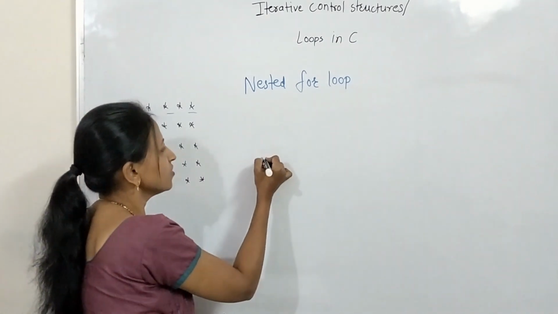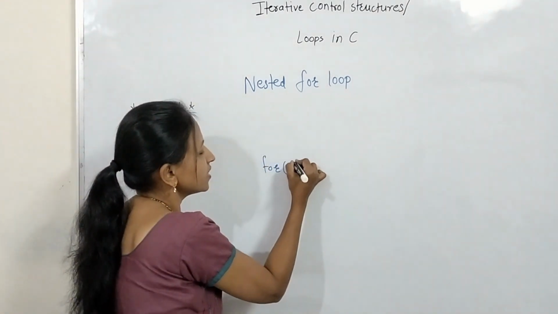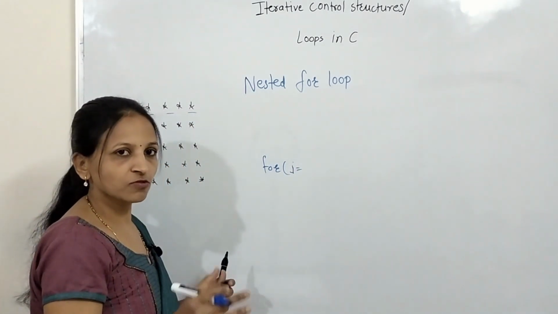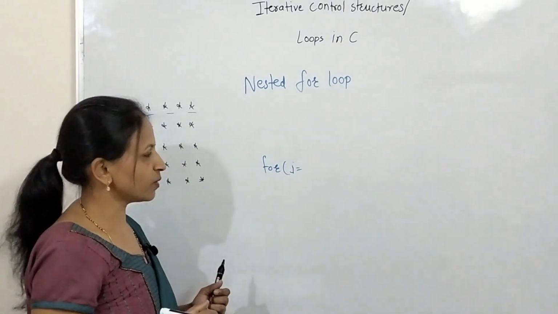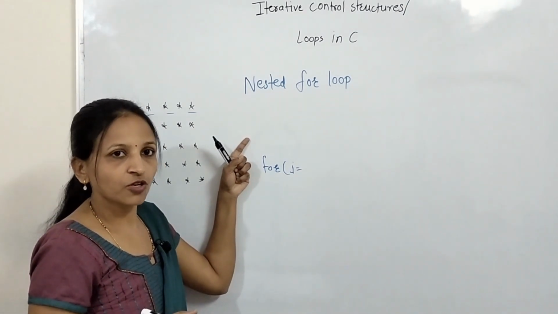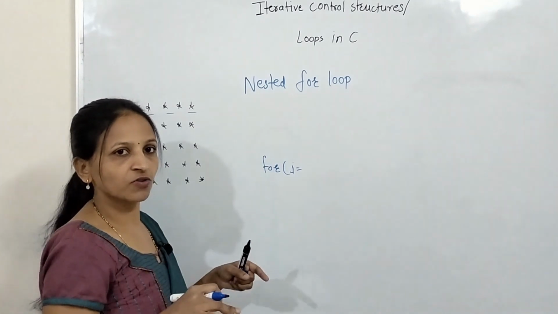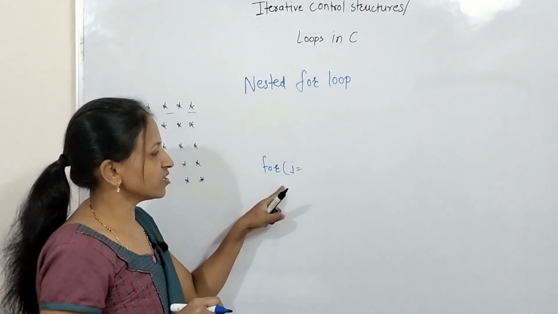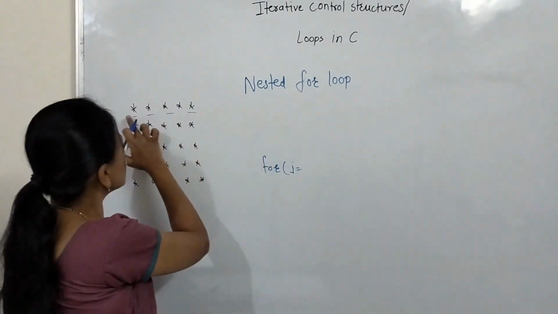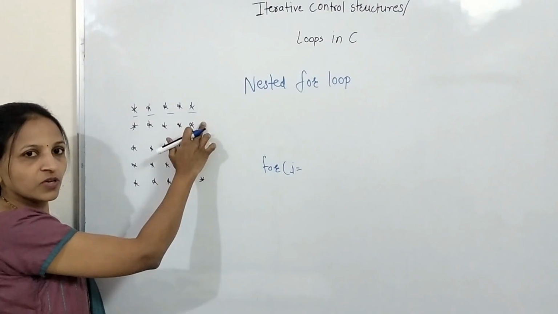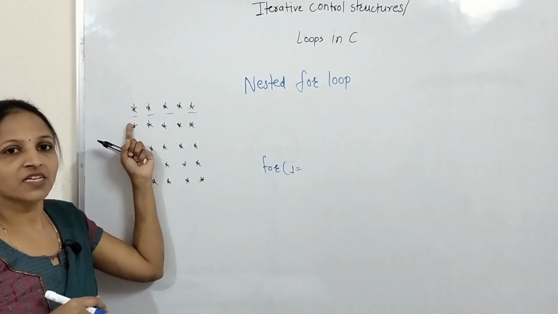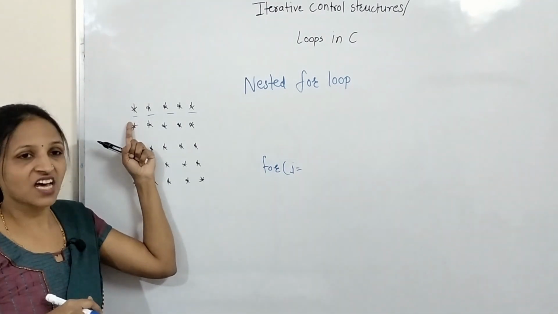Like here, for I equals to, I will take here the j variable. You can use i or j interchangeably, no problem, because I am going to use one outer loop, and for that I will use the i counter. That's why for the inner loop I will use the j counter. For displaying this single line we have to use one for loop. Why? Because we are repeating the same task again and again, that is, display star.